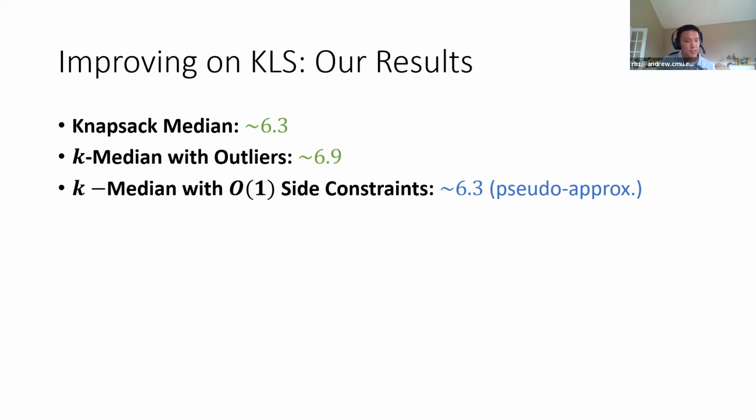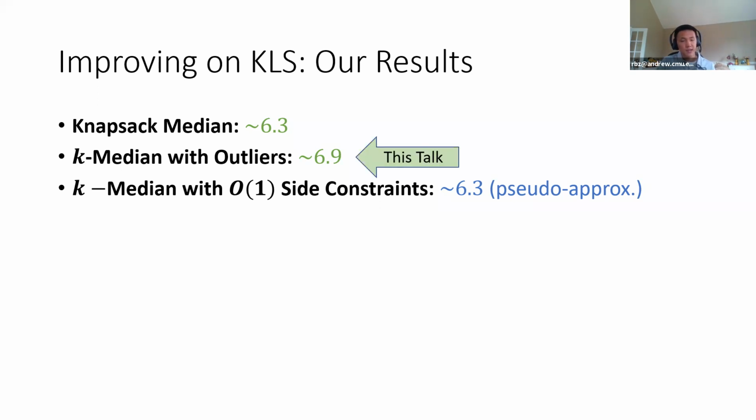And further, we consider K-median with a constant number of side constraints. So this is what we mean by generalized K-median. One can think of this as K-median, but I have a constant number of knapsack constraints on my open facilities and a constant number of coverage constraints on my served clients. For this problem, we give a 6.3 pseudo-approximation.